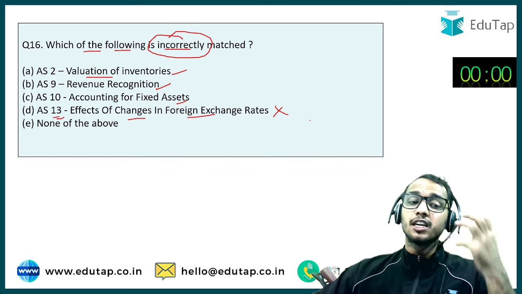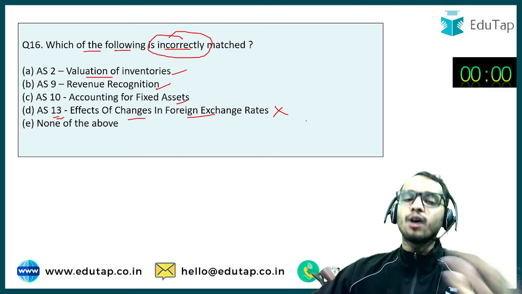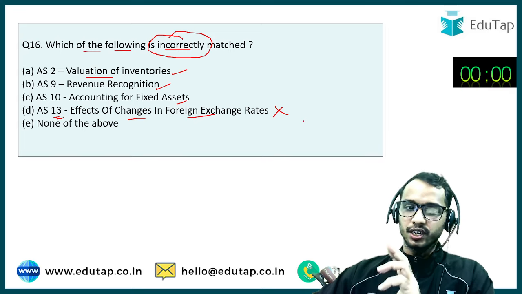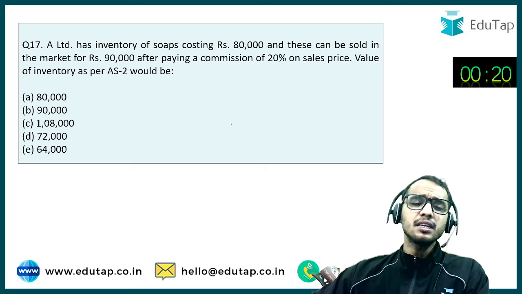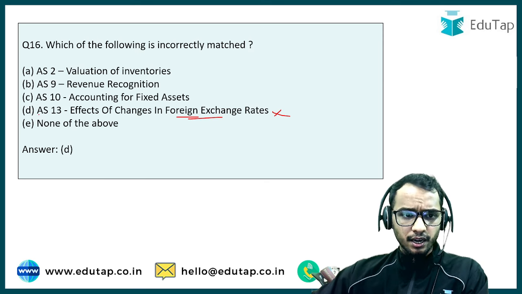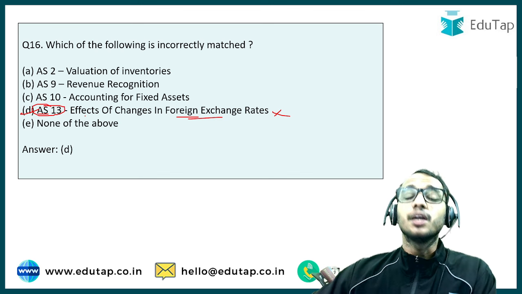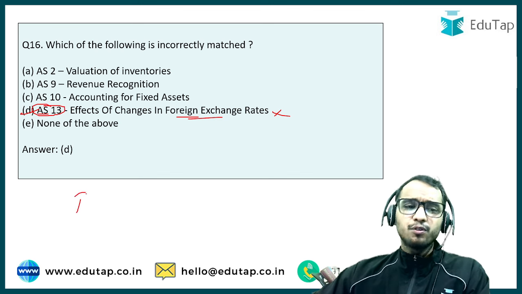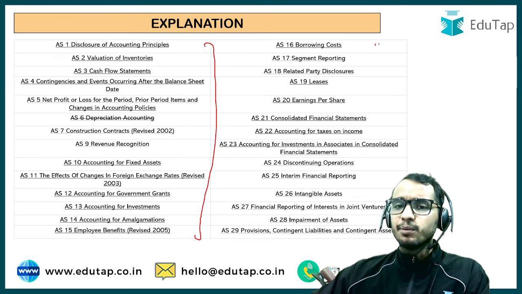So you should be remembering the name and the number as well. AS11 is there to account for the effect of change in the foreign exchange rate, not AS13. So the correct option would be what? Option number D. This is wrong here, so this would be the correct answer. AS13 is the accounting standard for investment, right? So again, you have to remember the accounting standard with the name, which is in your syllabus only.